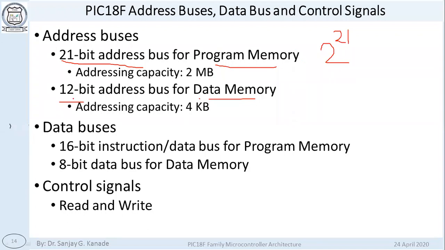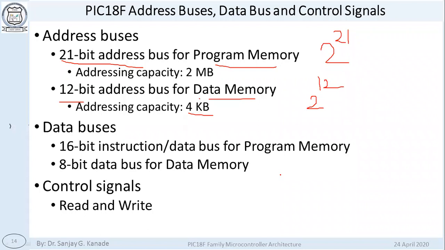Then the data memory, it has 12-bit address bus, so its addressing capacity is 4 KB. How this 4 KB comes? 2 raised to 12. Now this 2 raised to 12 means again it will be 4K, and each location will have 1 byte. That's why the total capacity will be 4 kilobyte.